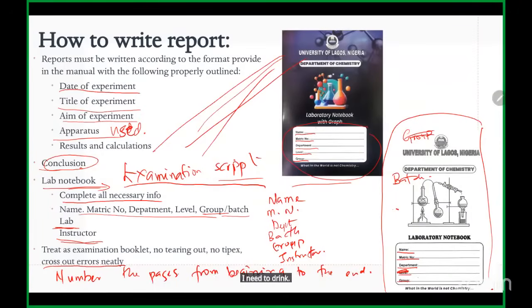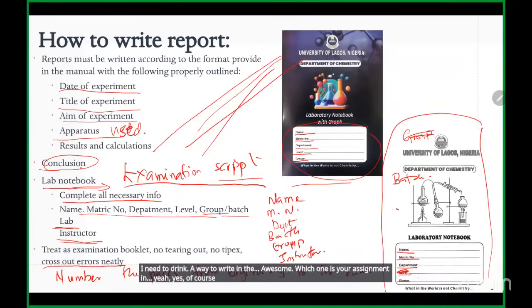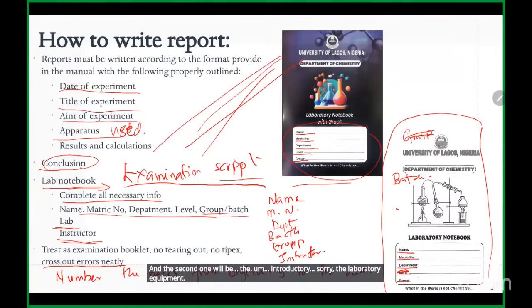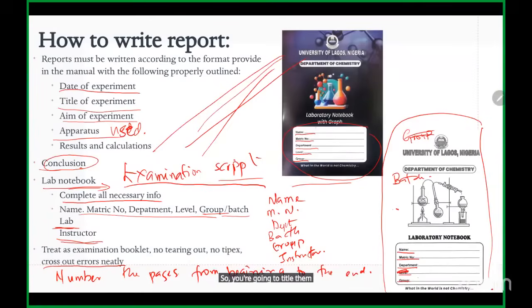Are we to write the assignments in the notebook? Yes, of course, you are writing it. So you're going to title everything. The first one will be the experiment one, which is the safety, and the second one will be the laboratory equipment. So you're going to title them as that. Please start each experiment on a new page.